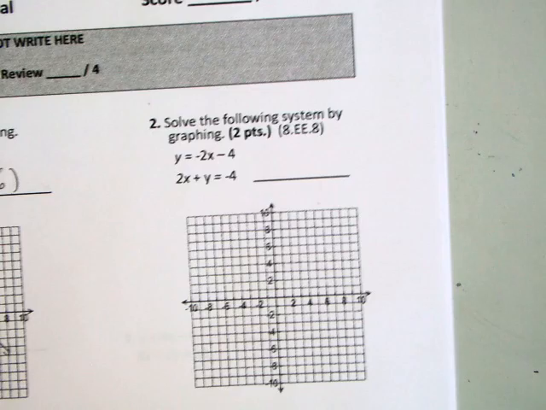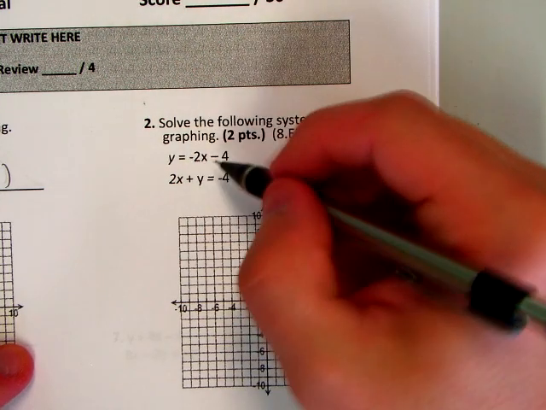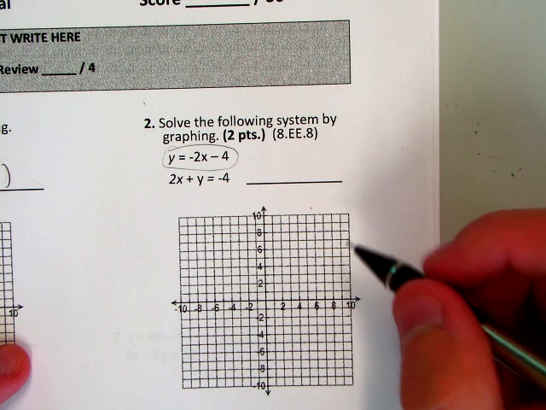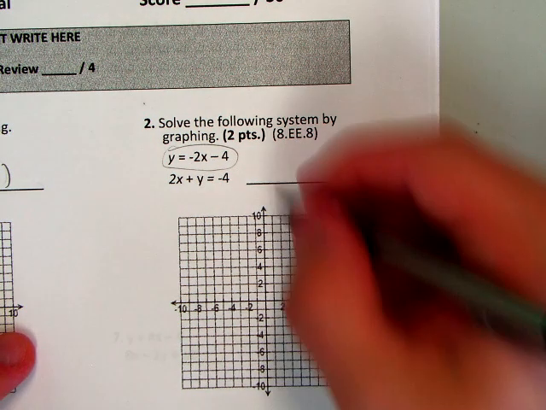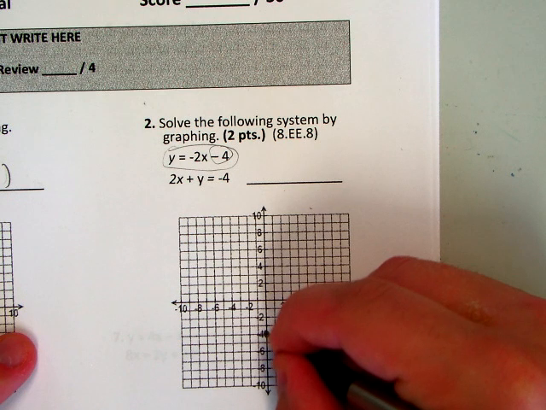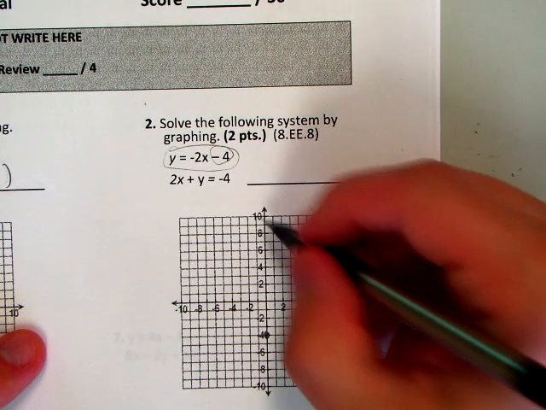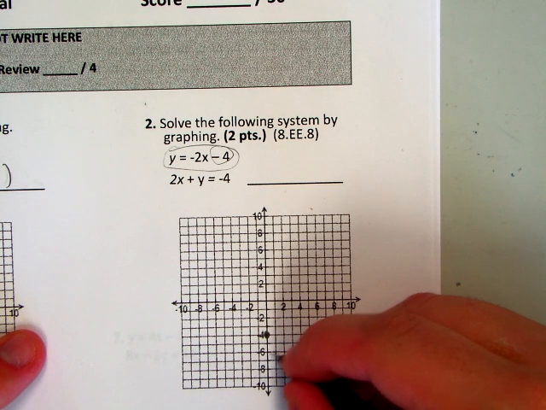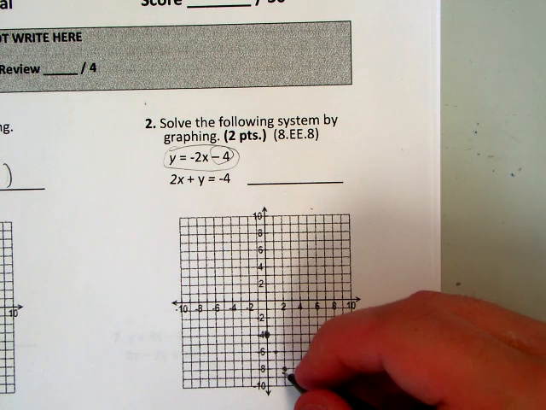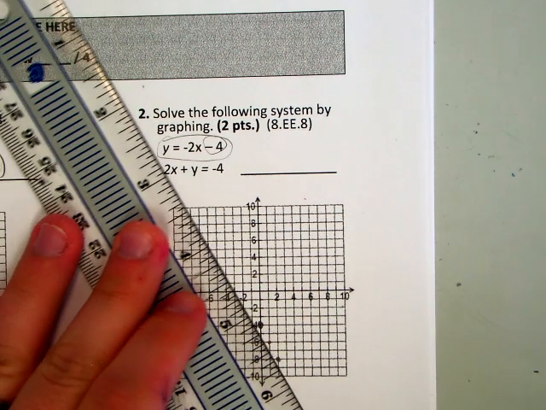Number 2, a couple different ways that I can do this one. First of all, this is already in y equals mx plus b form, so I can use this information to help me graph it. So this -4 means that I start off at -4 on the y-axis. And then a -2 slope means I go down 2 and to the right 1, down 2 and to the right 1. And I can connect those dots with a line.